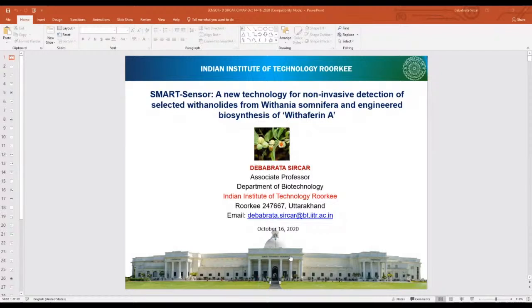Actually, this volatile part we are in the process of patenting, so that is still undisclosed. Maybe as soon as the patent comes, we'll come up with this volatile information.